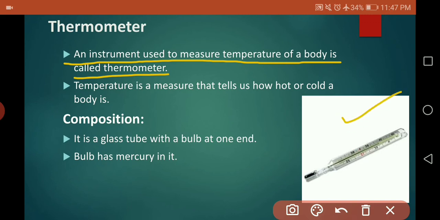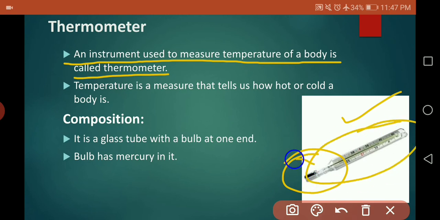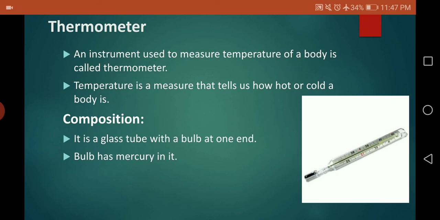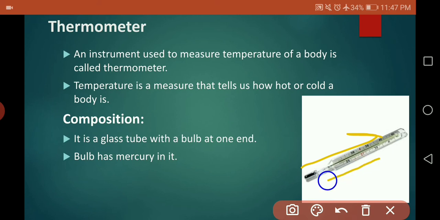This is a thermometer. It is basically a glass tube with a bulb at one end. This is a glass tube and this is a bulb. It has mercury. When the mercury goes up, it means the body is getting hotter. When the mercury goes down, it means it is getting cooler.